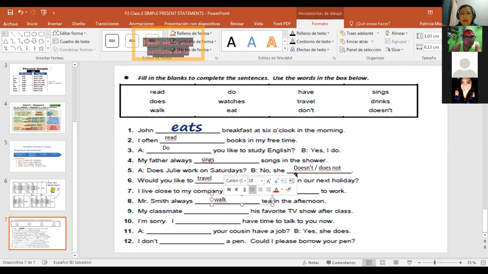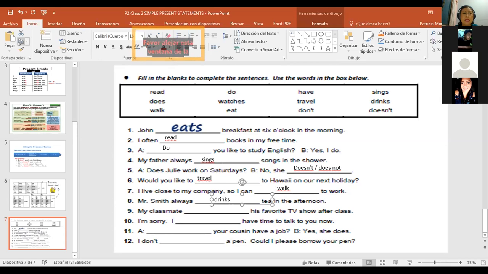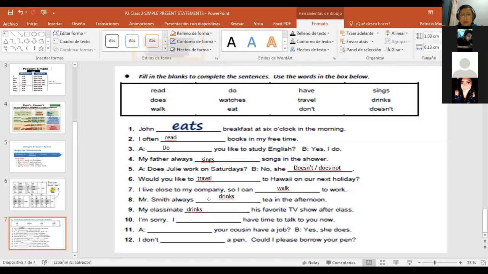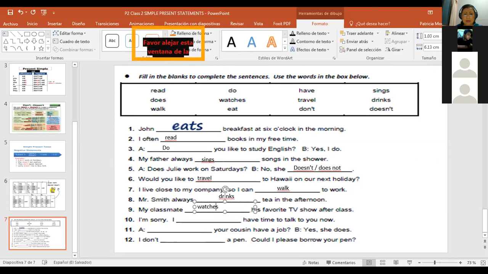Ahí está, ¿verdad? Incluso la respuesta ya se lo da, con la tercera persona, porque estamos hablando de tea. Drinks. Mr. Smith always drinks tea in the afternoon. Okay, very good. Excellent. So, let me see. What about number nine? Watches. Okay, watches. Let's see. My classmate watches his favorite TV show after class. Okay, watches, because I'm talking about him, right? Estoy hablando de él, ¿verdad? Okay, my classmate watches his favorite TV show after class.